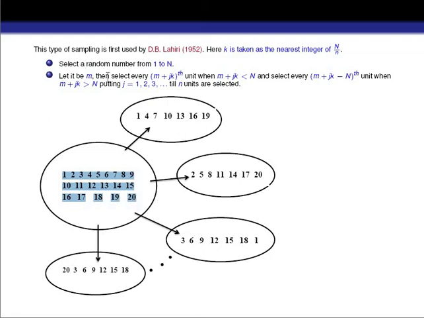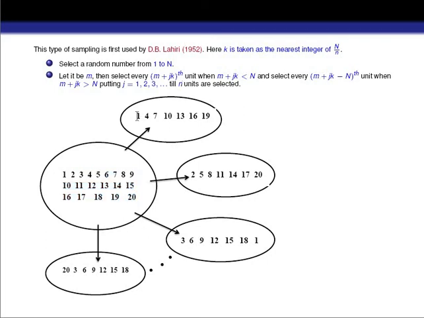Now suppose the random number is m. Then we select the m plus jkth unit when m plus jk is less than capital N, and we select every m plus jk minus capital Nth unit when m plus jk is greater than capital N, putting j equal to 1, 2, 3, till small n units are selected. In our example, our population size is 20 and our sample size is 7.